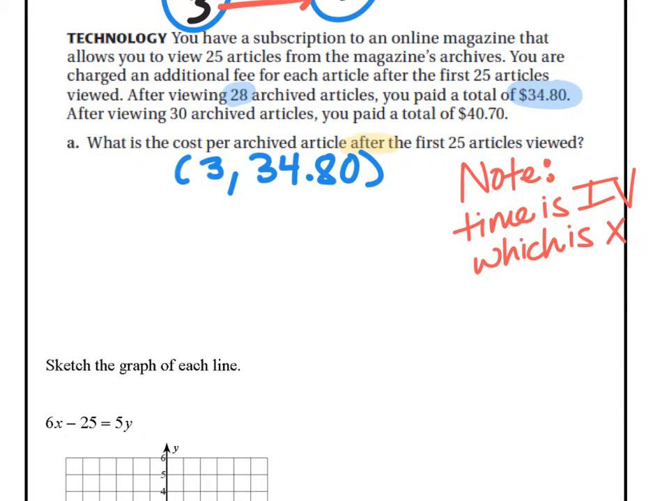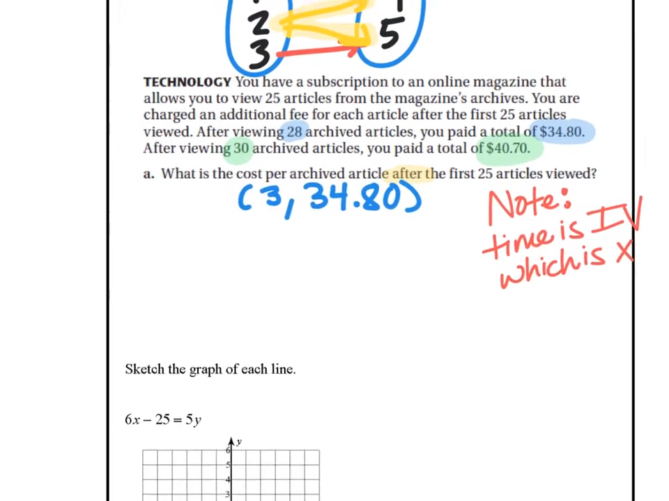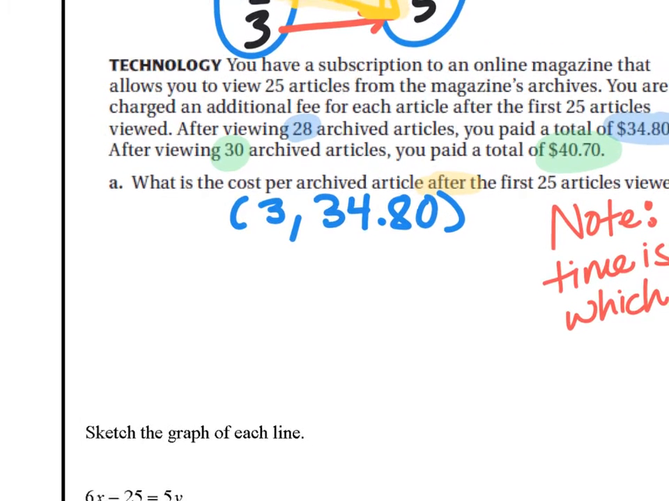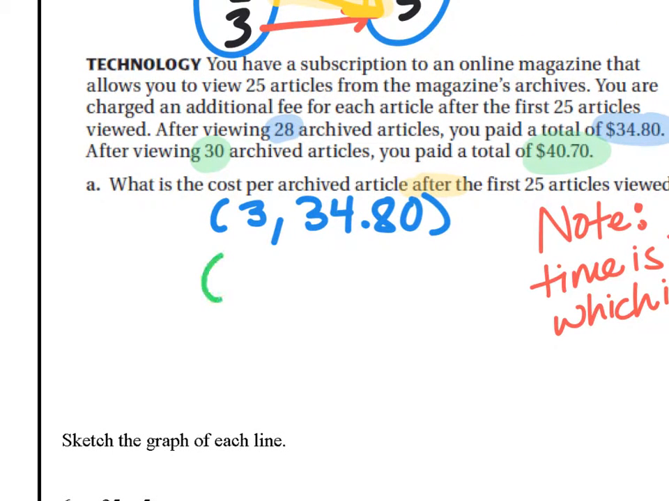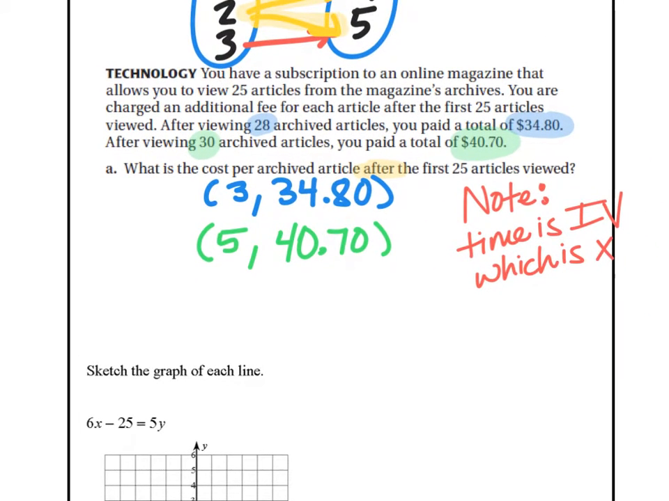So we have our first point. Our second point, we're going to look at 30 articles that cost $40.70. So our second point, well, 30 articles is 5 after. This one's a little bit weird because of that. I won't be this mean on our final. 5 and $40.70. Again, the number of articles determines the price. So now we're going to write an equation with this.